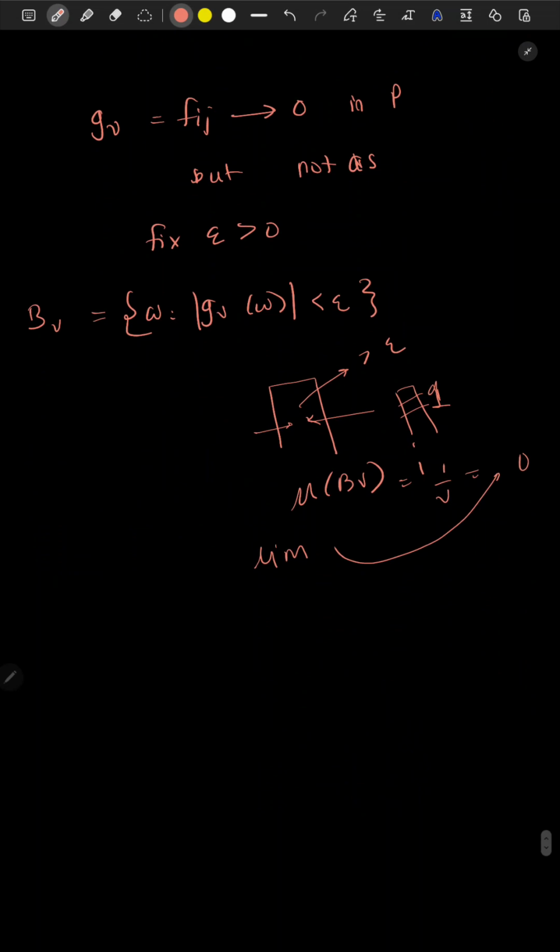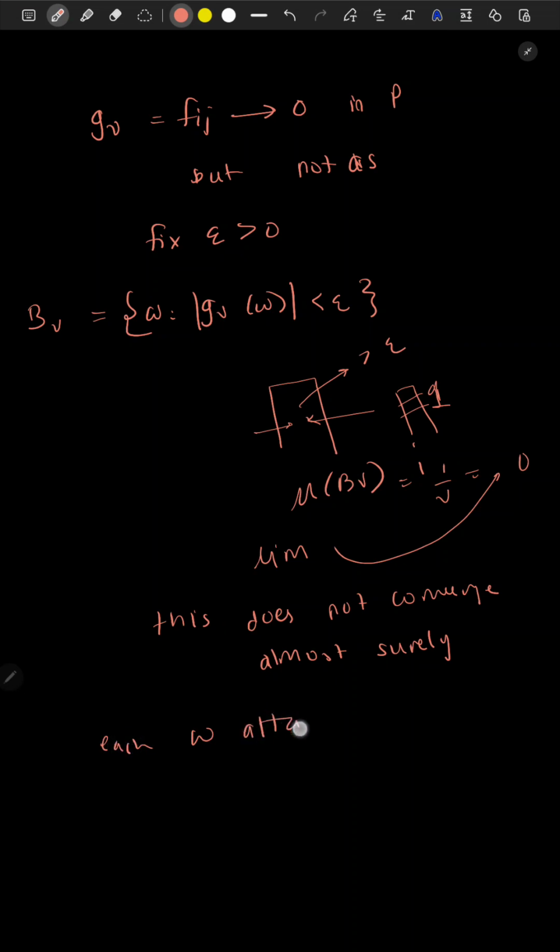So this converges in probability, and this is true for all epsilon. Now I will show that it does not converge almost surely. The reason is that for each omega, the sequence attains 1 infinitely many times.